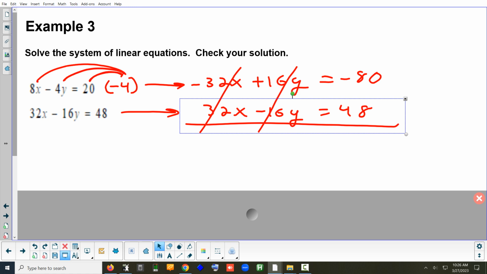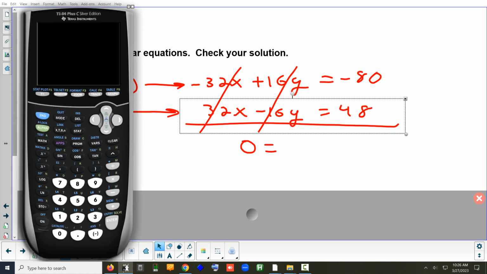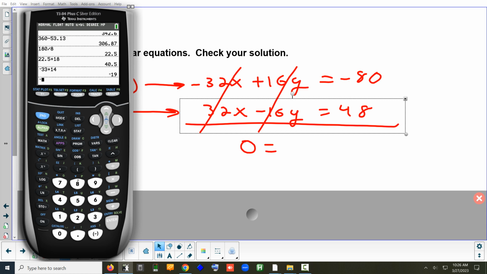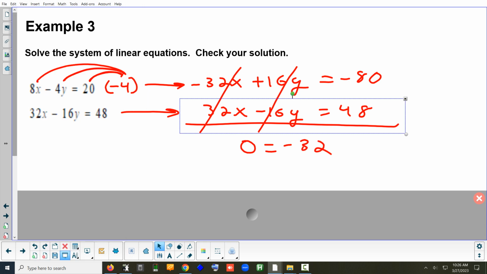What's on the left-hand side now? I have to put something there. So what do I put to represent nothing? 0. When everything cancels on one side, you now have a special case. So we have 0 equals, and we still have to add up what's on the right. Negative 80 plus 48. Negative 32.